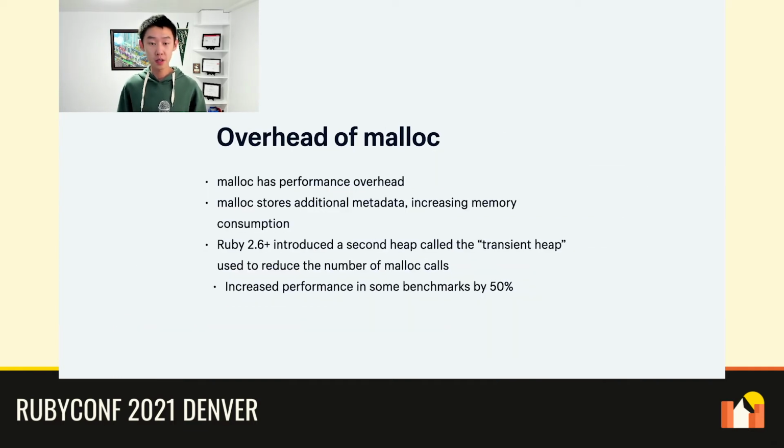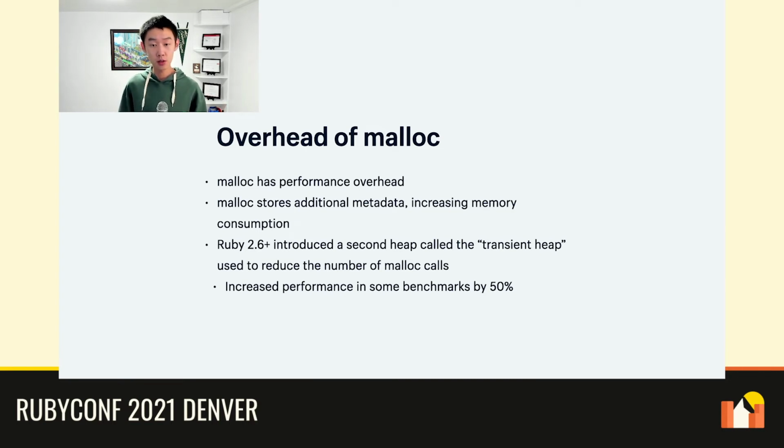Acquiring memory from the system heap using malloc is not free. It comes with performance overhead, so we want to minimize the number of times we call malloc. Malloc also requires space for headers that store metadata when allocating memory, which may add up and result in increased memory usage. We're not the first ones trying to tackle this particular issue.